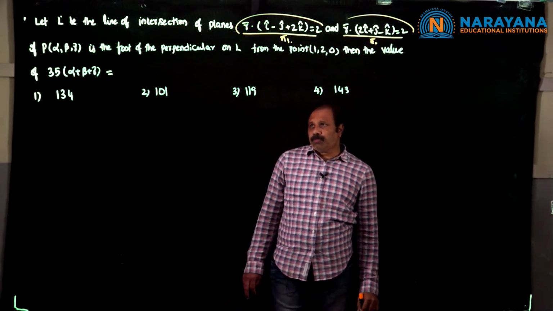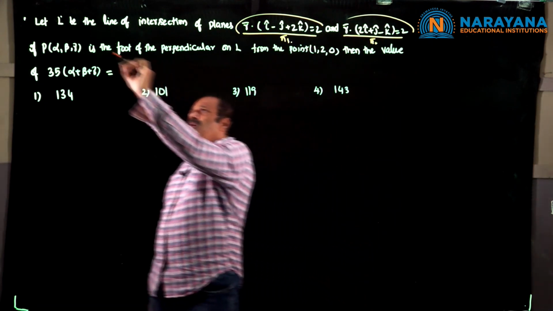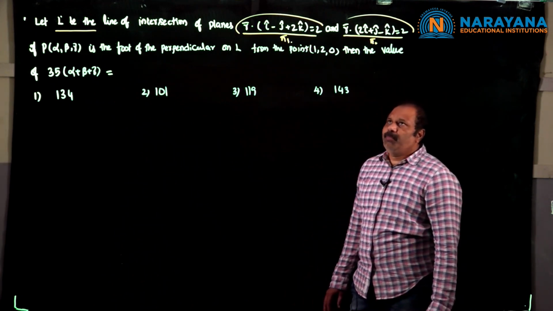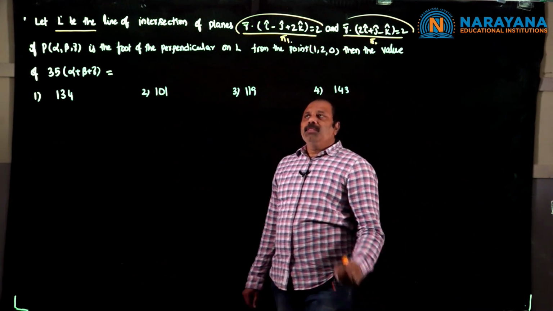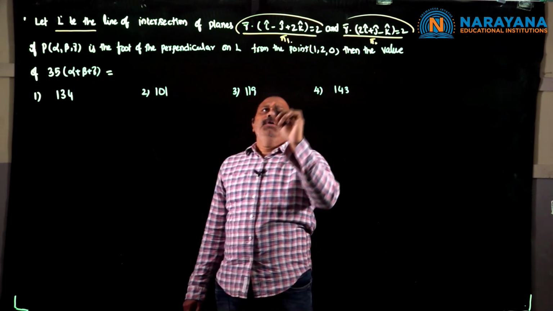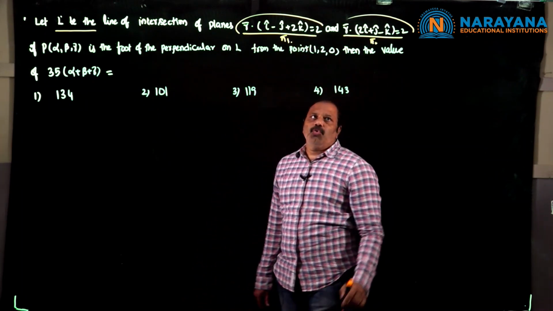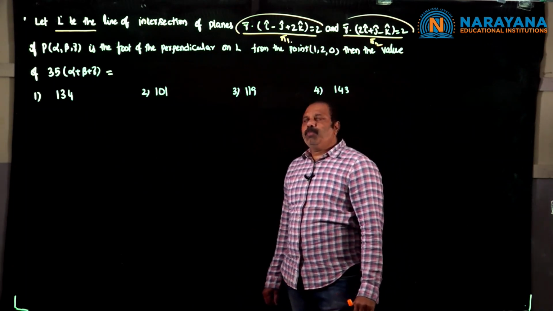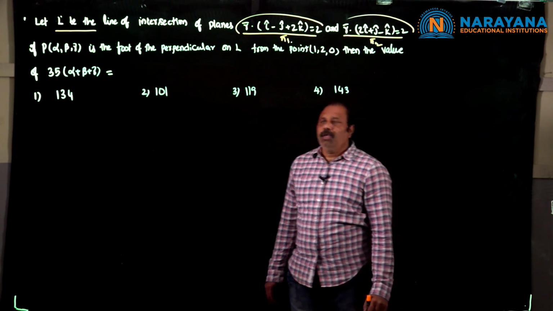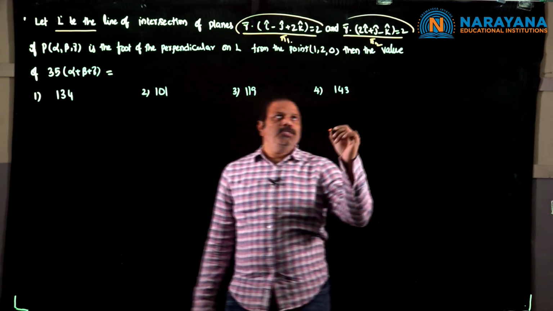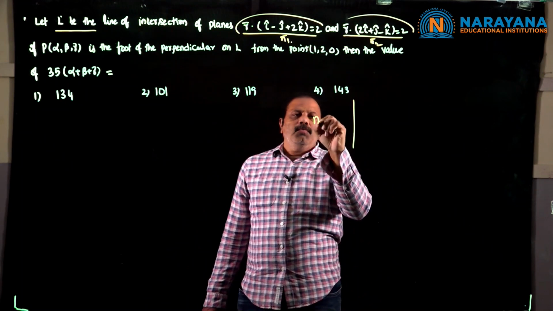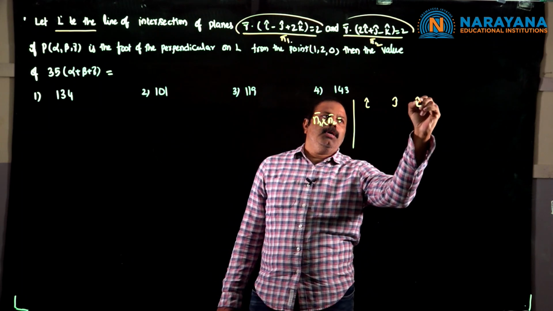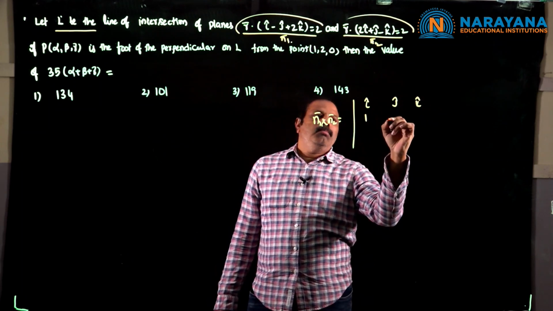So, L is the line of intersection of these two planes, meaning that L is the common line to these two planes, meaning that the drs of line L is nothing but n1 bar cross n2 bar. Why? Because the line which is perpendicular to these two normals must be parallel to L. Therefore, n1 bar cross n2 bar is equal to the determinant of i cap, j cap, k cap, with n1 bar as 1, minus 1, 2.